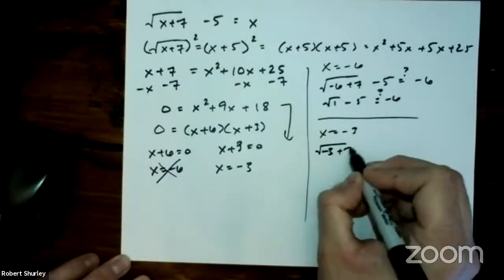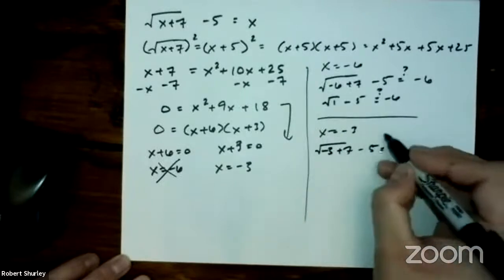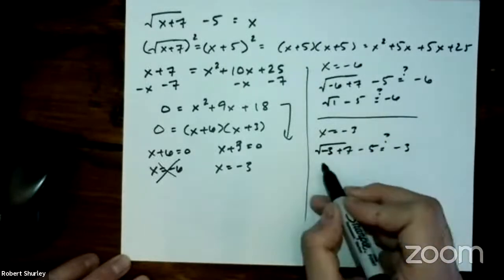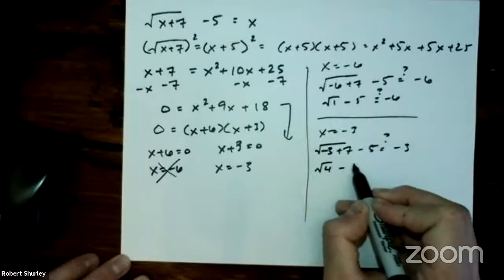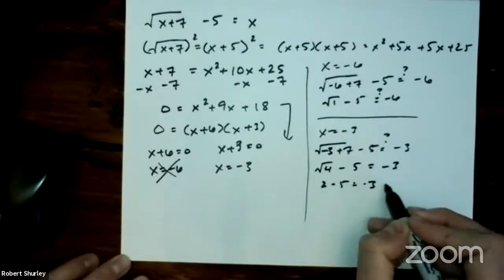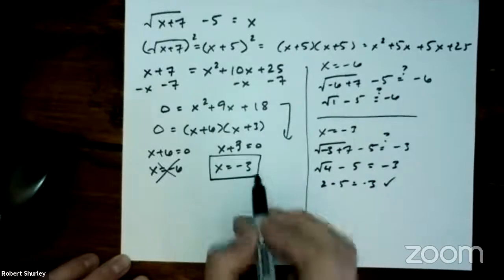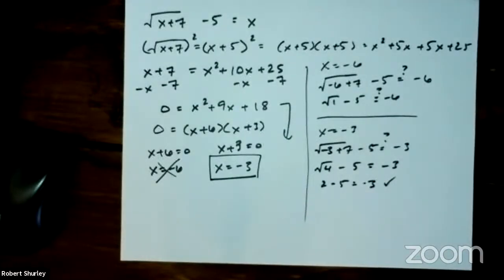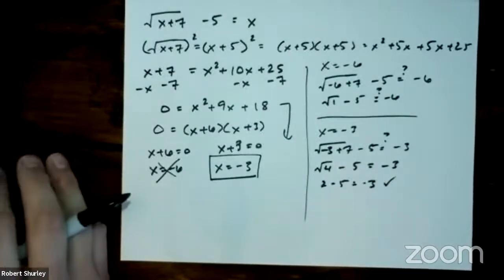Negative 3 plus 7 minus 5. We want to know, is that equal to negative 3, right? So this is going to be the square root of 4 minus 5. Oh, yes, it didn't work, right? 2 minus 5, that equals negative 3. So the solution would just be x equals negative 3, okay?